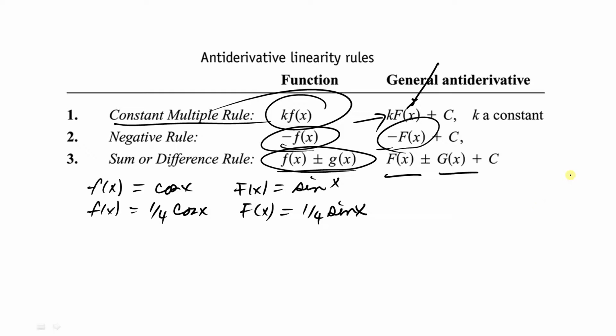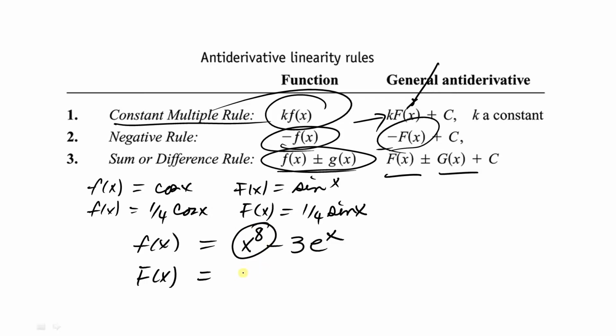For instance, suppose f of x is equal to x to the 8th minus 3e to the x. Then the antiderivative is the antiderivative of x to the 8th, which is x to the 9th over 9 minus 3e to the x. Notice the antiderivative of e to the x is e to the x.